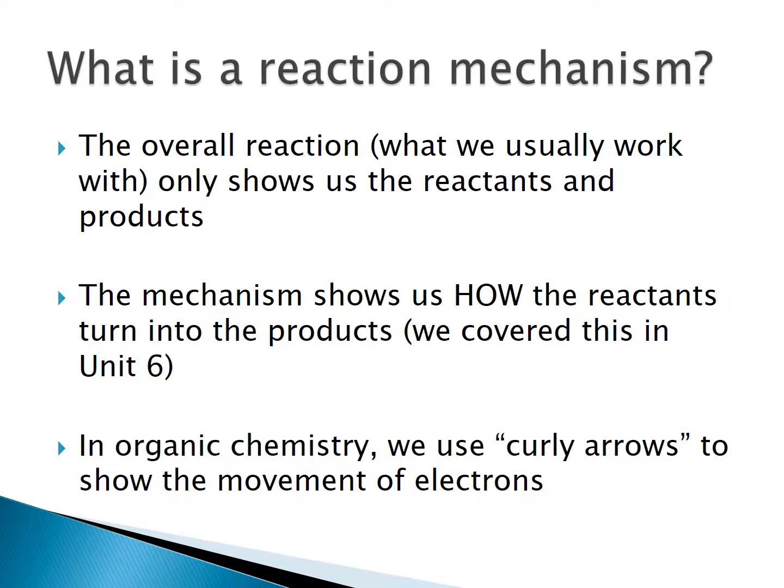Okay, so a reaction mechanism basically shows us how the reactants turn into the products. We talked about this a little bit in Unit 6, right? So when we look at an overall reaction, we just see the reactants and the products. We don't see how we get from point A to point B. In organic chemistry, we're going to show reaction mechanisms using curly arrows to show the movement of electrons. So anytime you draw an arrow, you're showing how electrons move from one place to another.